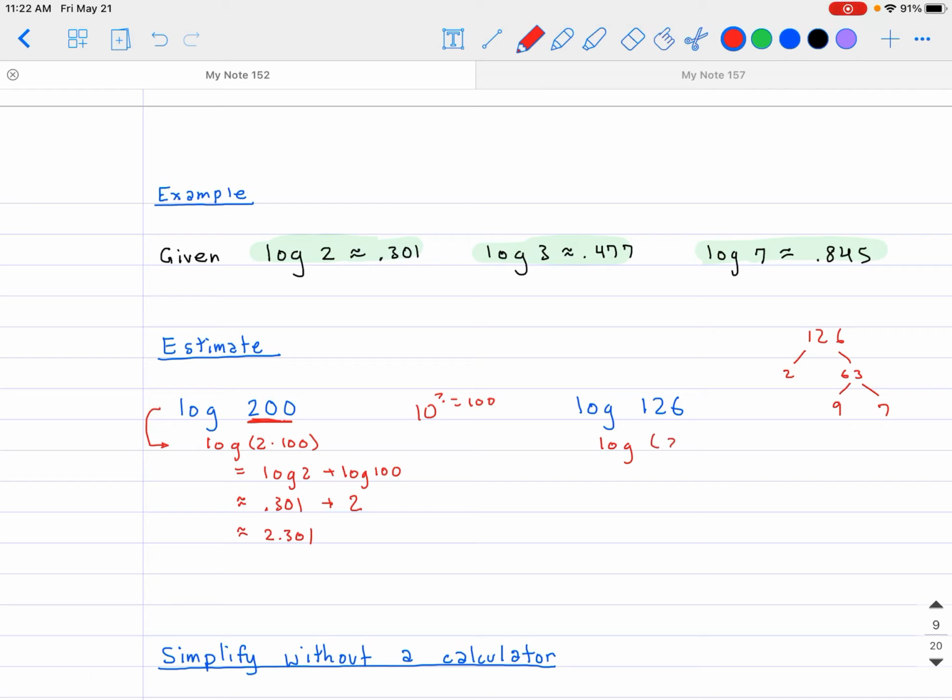So this is going to be the log of 2 times 9 times 7. The log of 2 I can pull out as addition, plus the log of 9 I can pull out also, and then plus the log of 7 I can pull out. Log of 2 I have, that's 0.301. Log of 9, that's the same thing as the log of 3 squared, and then plus the log of 7, which is 0.845. Now, log of 3 squared, that 2, we can go ahead and pull outside as a multiplier instead of an exponent. So 0.301 plus 2 times the log of 3 plus 0.845.